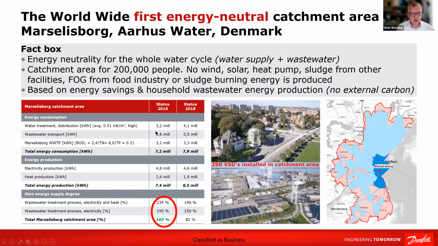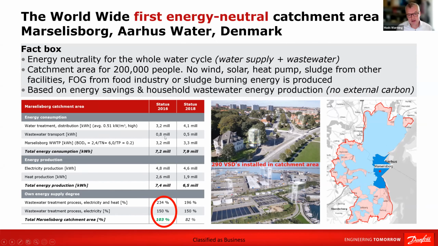They spent 3.2 million on supplying drinking water, 0.8 on wastewater transport. They spent 3.2 million kilowatt hours on treating the wastewater, and you can see the level in the effluent here. So totally 7.2. They were able to generate 4.8 million in electricity production, 2.6 million surplus of heat. So in total, 7.4 million.